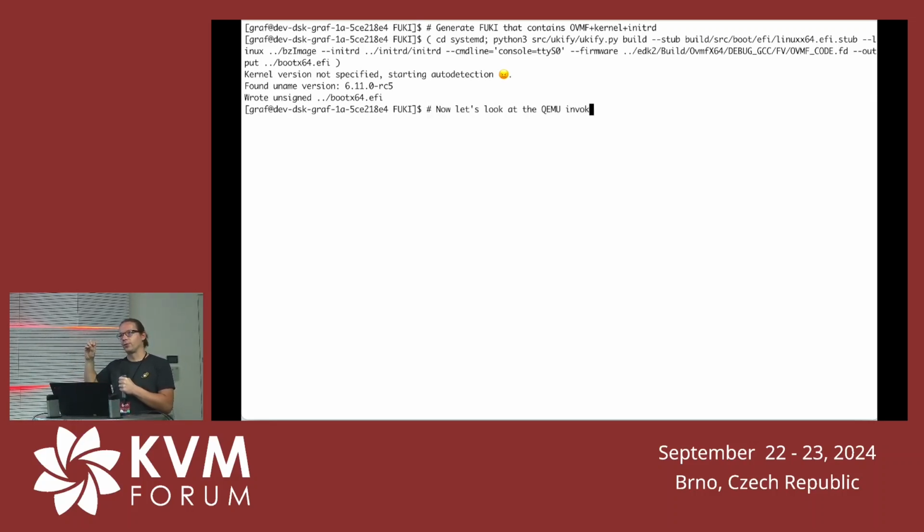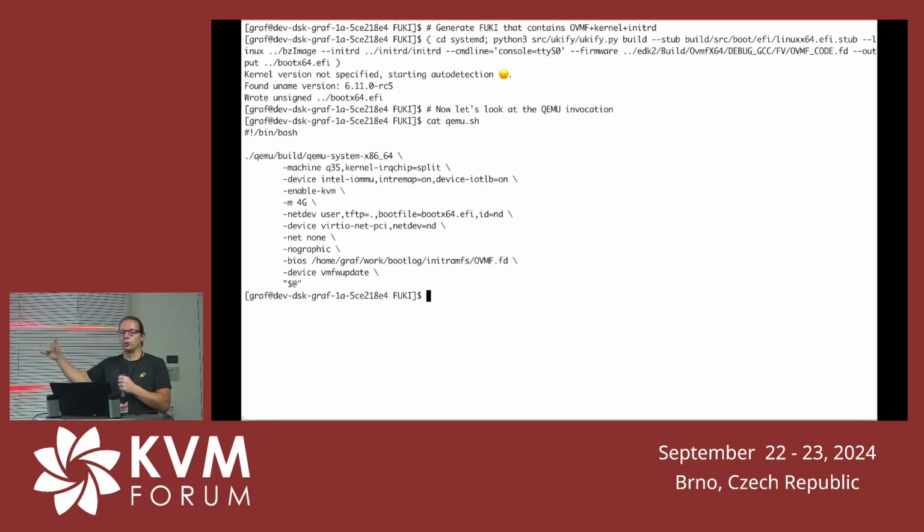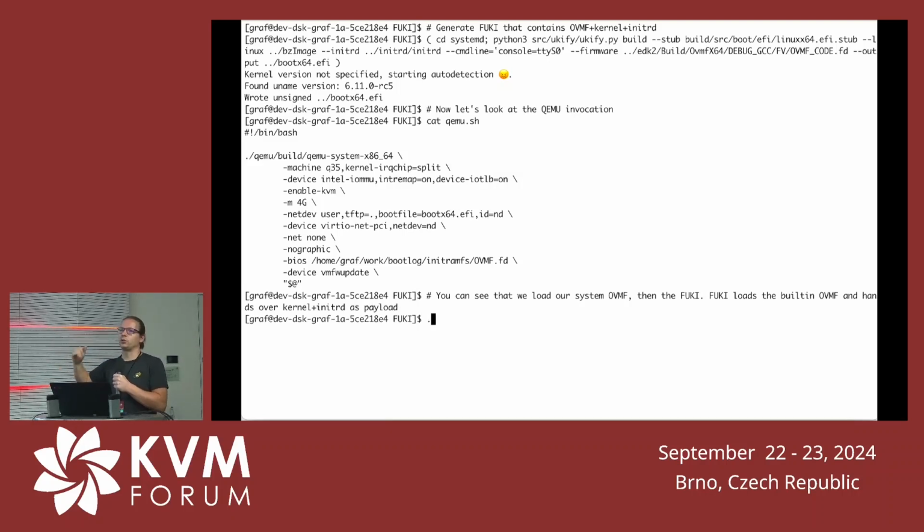And then we need to invoke a normal QEMU that loads this particular binary. If you look at the command line for my QEMU script here, you will see that we have a device firmware update, which is the one that allows us this magic, and all we do is just an iPXE boot into our FUKI image. That FUKI image now goes in and loads that new OVMF, and that new OVMF then internally loads that new kernel.